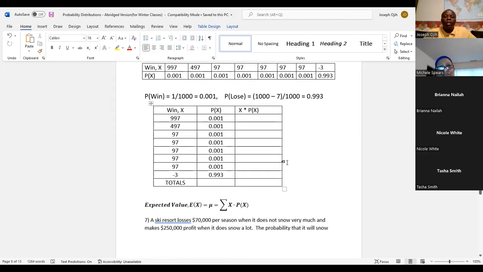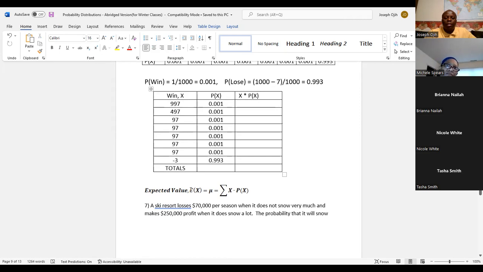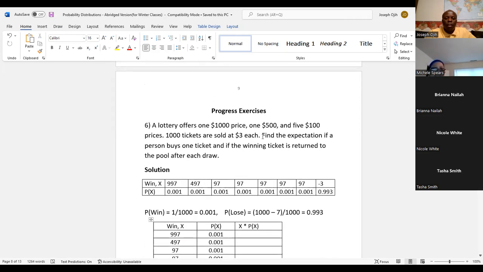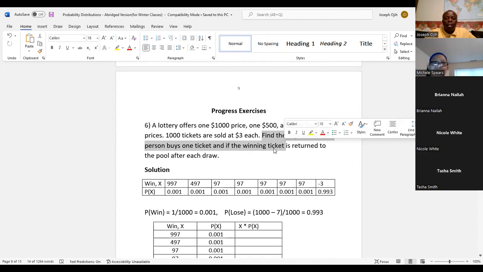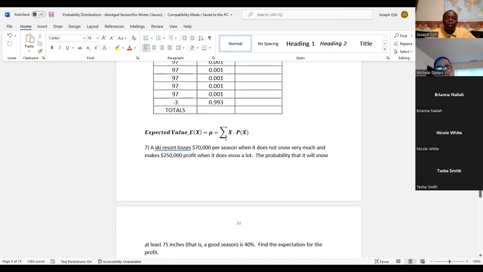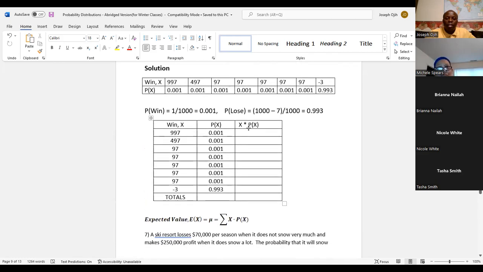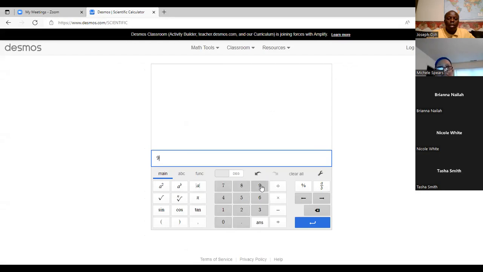Now, with this, we can get our x times p(x). Remember that for the mean, we are looking for the expected value. The question says, find the expectation. And the formula for that is the sum of x times p(x). So let's get x times p(x) first. 997 times 0.001 gives 0.997. So you go there and put 0.997.